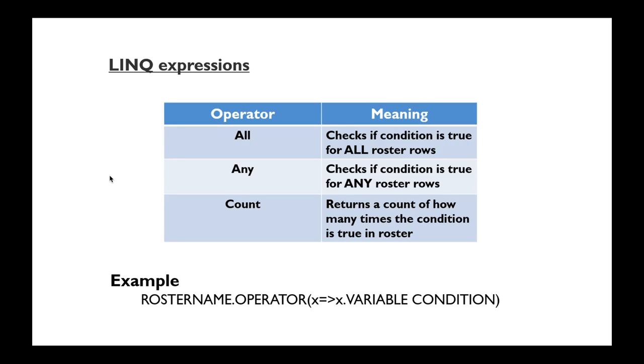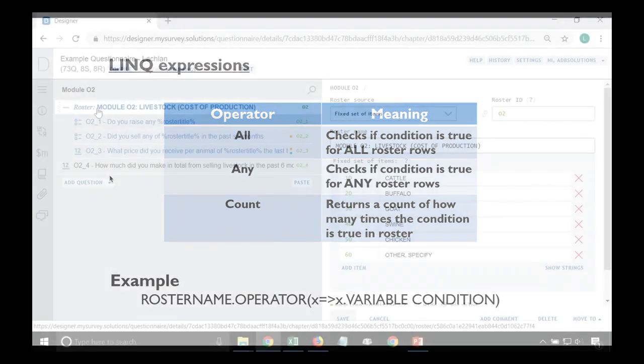An example of these operators in a full LINQ expression looks like this at the bottom. We have the name of the roster, dot, which operator we'd like to use, all, any, or count. Then we open the parentheses, write x is equal to or greater than x dot to declare what x is. Then we have our variable. Now note this variable is one from back inside the roster, and whatever condition we want to check for.